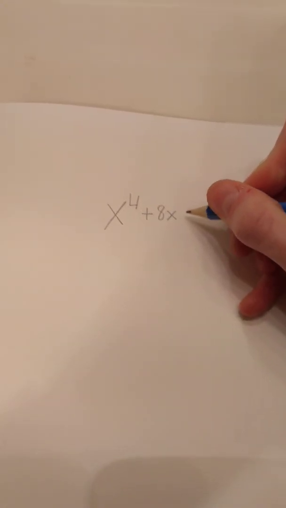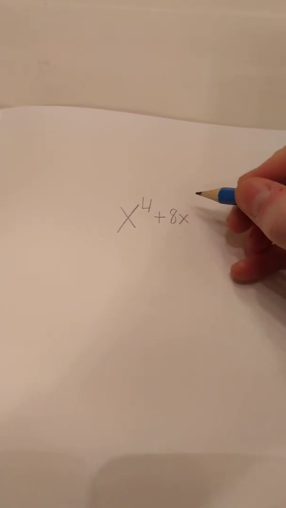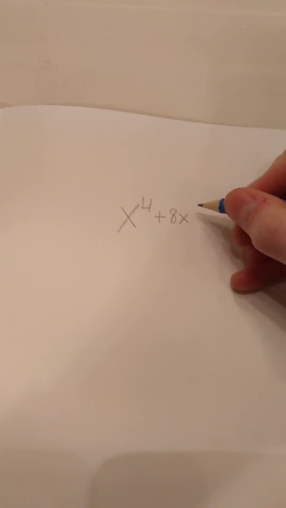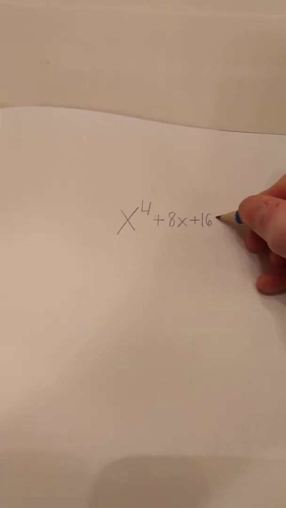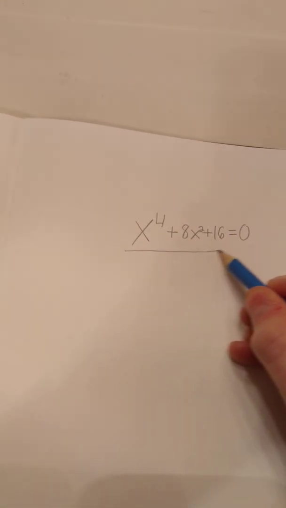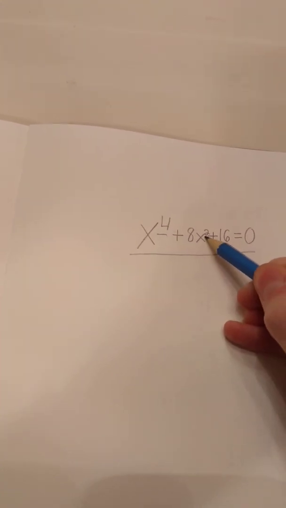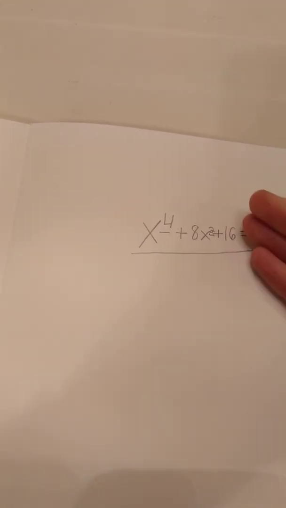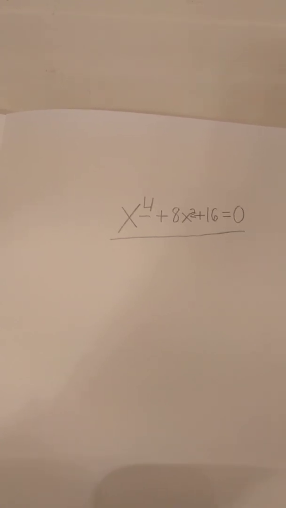So the first one's fairly big, but I was looking through the lens of my phone, so it's harder to judge drawing. So plus 16 is equal to 0. Now this equation has, as I aforementioned, larger than normal exponents, which would be unable to be solved with this particular method.